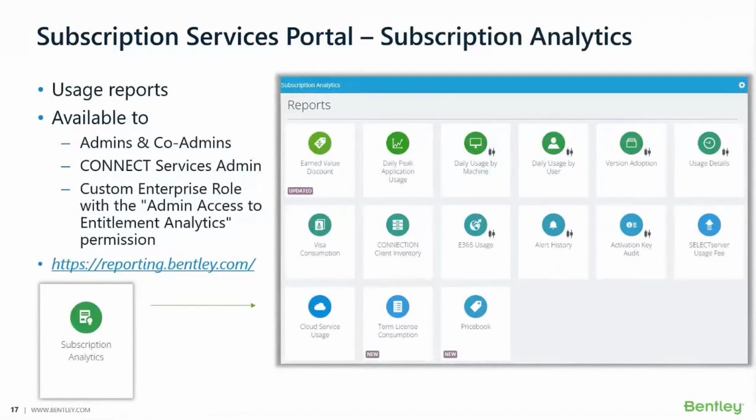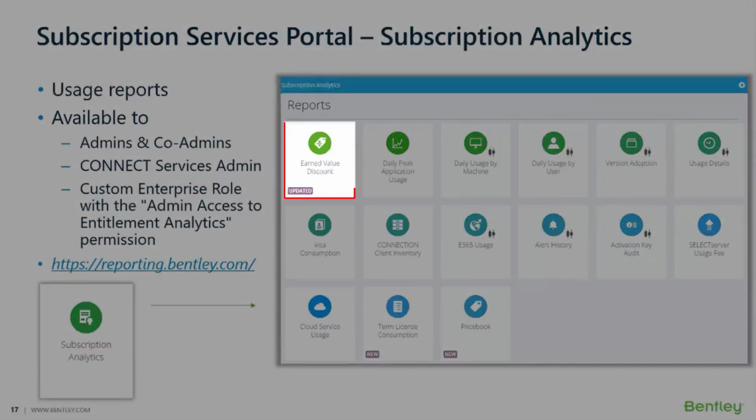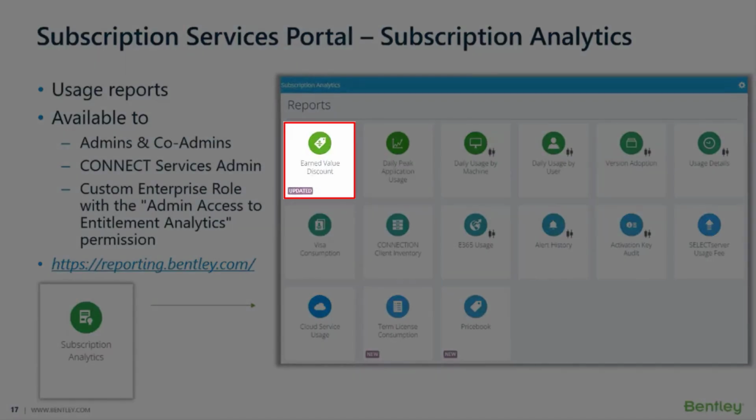I'm going to cover some of the reports available for us, for administrators, from the subscription analytics section. Some of them are very similar to each other. They display different data in slightly different ways, but I'm going to be covering some of the most useful ones in giving you an overview of them. The first one is the earned value discount on the top left.